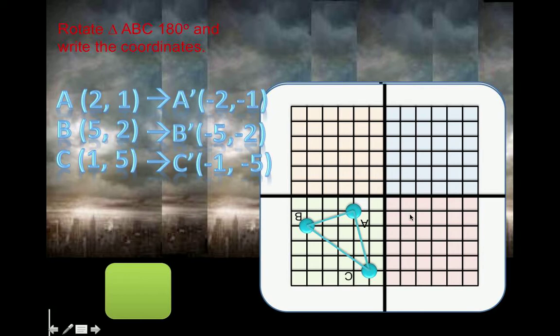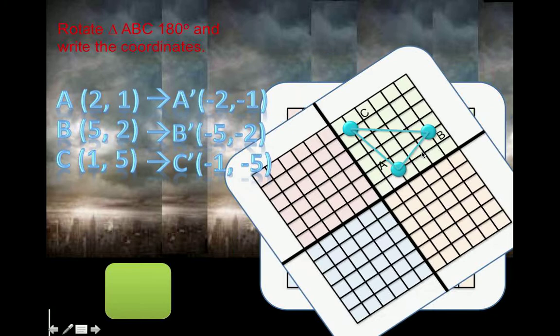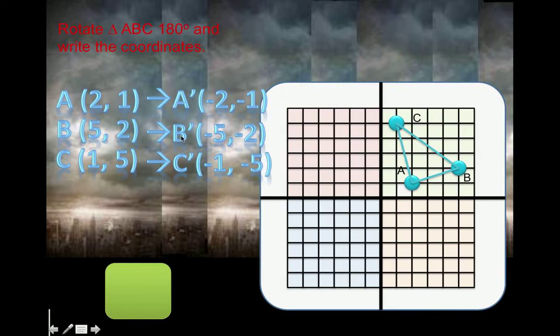Okay? We're going to take this and spin it all the way back around, so we're looking at it straight again. And we're going to regraph these 3 points. So A prime is at negative 2, negative 1. B prime is at negative 5, negative 2. And C prime is at negative 1, negative 5, right down here. And we can go ahead and connect those up.